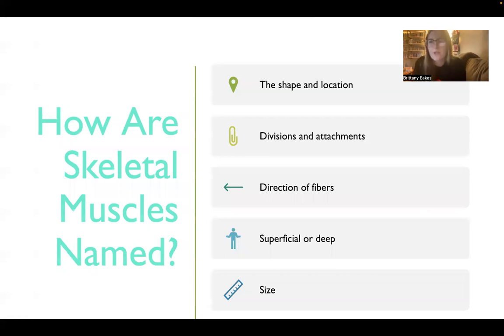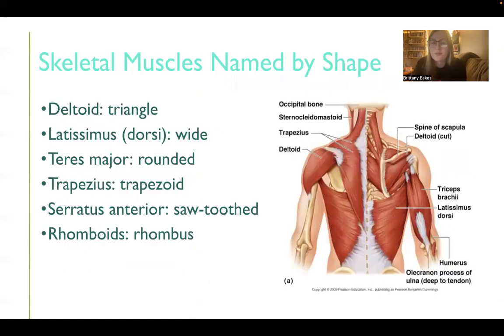Like we've talked about before, skeletal muscles are named for a variety of different reasons: their shape and location, divisions and attachments, the direction of their fibers, whether these muscles are located superficially or deep, or just the size of the muscle. So skeletal muscles named by shape, these are just a few examples.